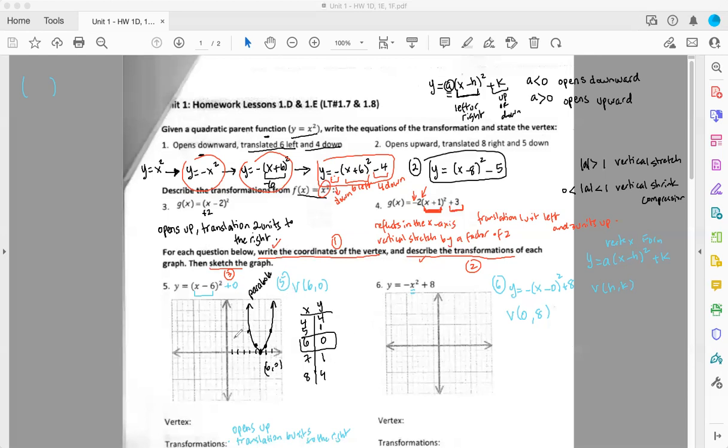So this is it. This is your function, y equals (x − 6) squared. This is how you graph it. And you can see it moves 6 units to the right.